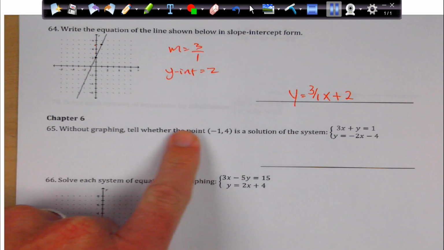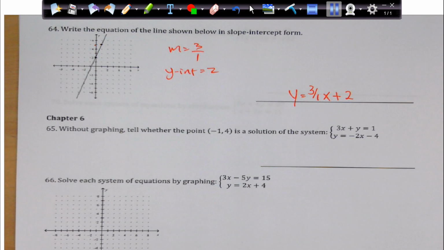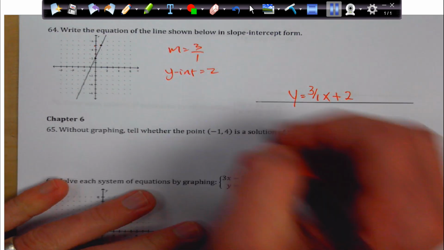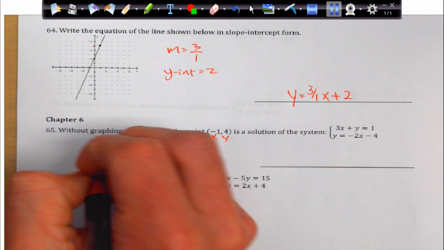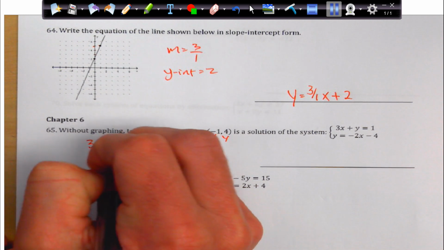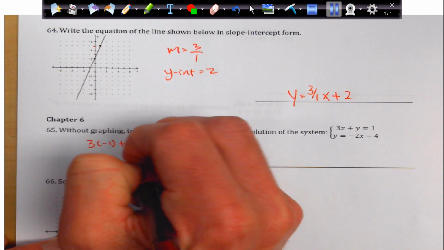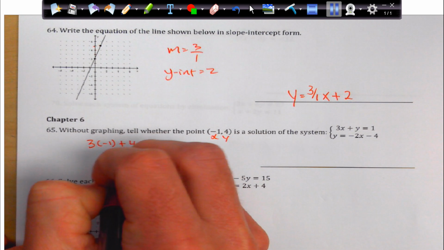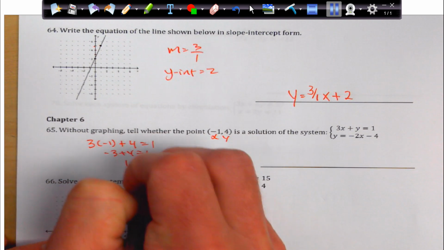Without graphing, tell if this point is a solution. So all I have to do is plug it in to see if it's a solution. So this is my x and my y. So that first one, I'm going to get 3 times negative 1 plus 4 equals 1. So negative 3 plus 4 equals 1. 1 equals 1. That's true.